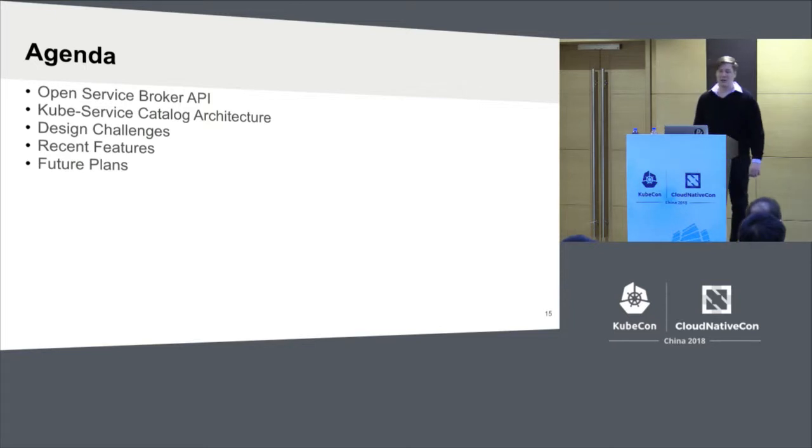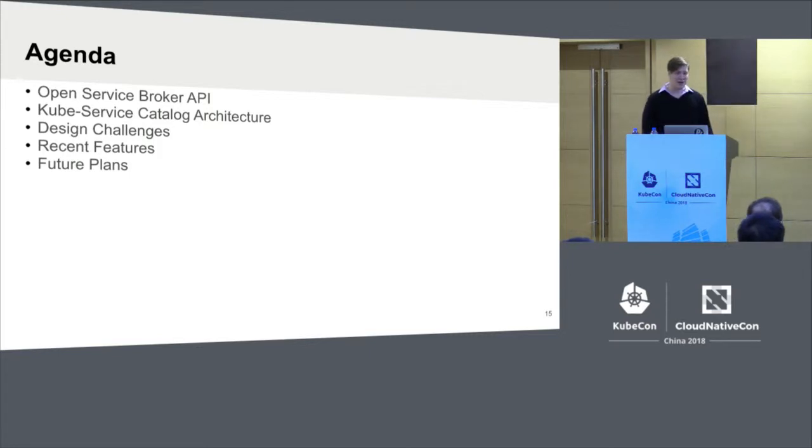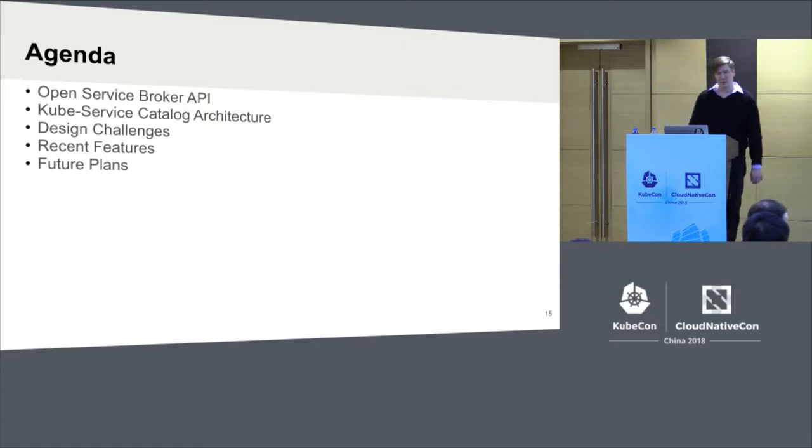Then I'm going to talk a little bit about the architecture of Service Catalog itself, what it physically is, how it plugs into your Kubernetes, how it talks to the service brokers through OSBAPI, the OSB API. And then I'm going to go over some of the design challenges we have faced and continue to face in our development of implementing Service Catalog. I'm going to go over some of the recent features we as a SIG have implemented, and then our future plans, what we hope to accomplish in the next 6 months. And then we'll have time for questions.